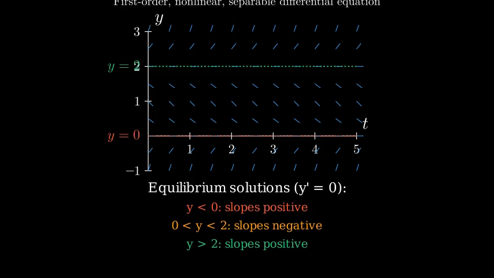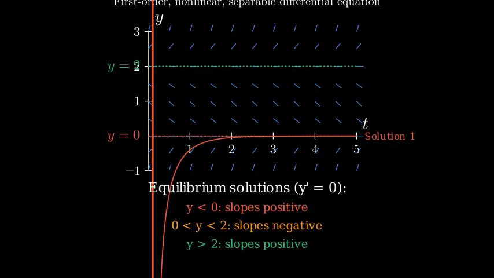Let's now trace a few solution curves following these direction fields. Here's a solution starting below y equals 0. Here's one starting between 0 and 2. And here's one starting above 2. Now that we have a visual understanding of the behavior of solutions, let's solve this differential equation analytically.